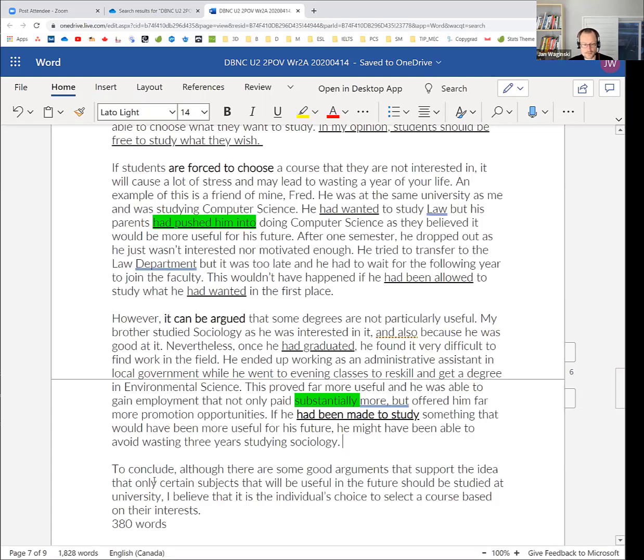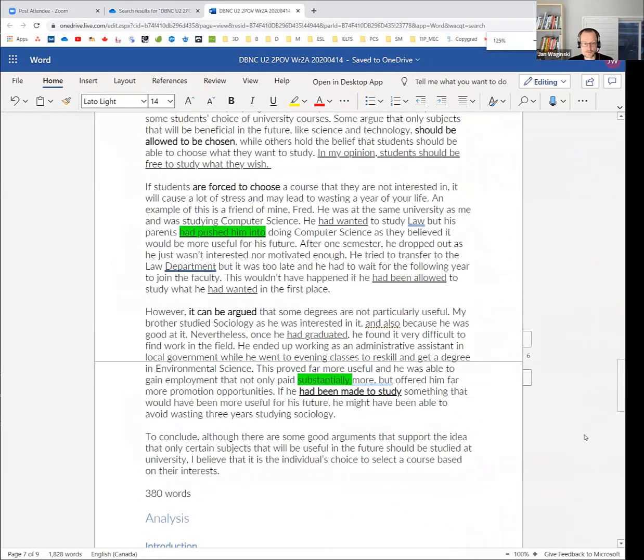Nope. Okay. And Sylvia, last paragraph. To conclude, although there are some good arguments that support the idea that only certain subjects that will be useful in the future should be studied at the university, I believe that it is the individual's choice to select a course based on their interests. Okay, good. So where do we see the author's point of view?